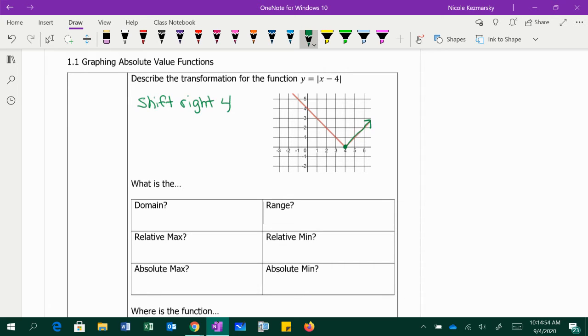Same thing with the left-hand side. If I start at the 4 and I go up to the left, that graph is going up, but we're worried about left and right because we're talking about x values. So because it's going to the left forever, it's going to negative infinity. So our domain is going to be negative infinity to positive infinity.